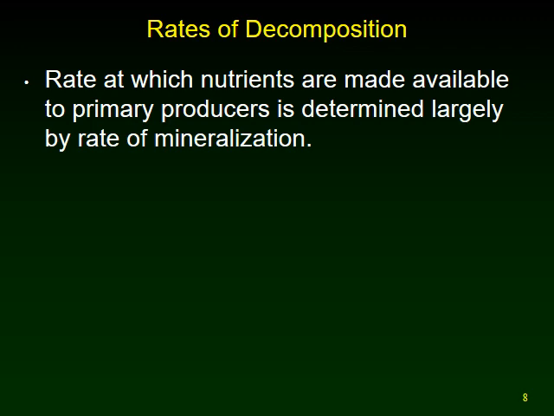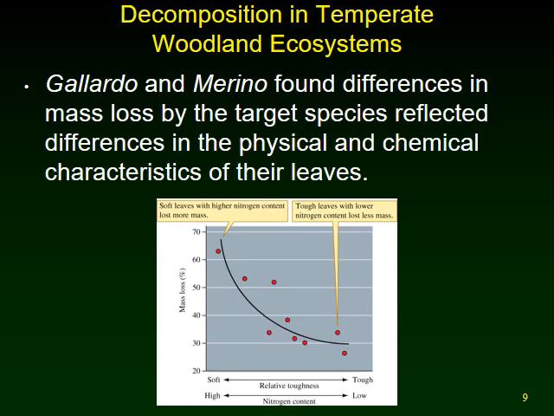The rate at which nutrients are made available to primary producers is largely determined by the rate of mineralization. So this occurs primarily during decomposition, and temperature, moisture, and chemical composition will affect this. So here's an example of decomposition in a temperate woodland ecosystem. So this would be a deciduous forest. And notice the difference in the leaves.